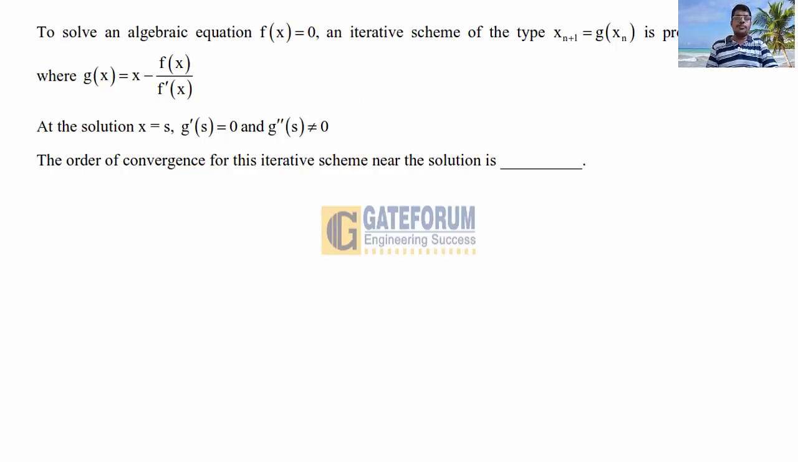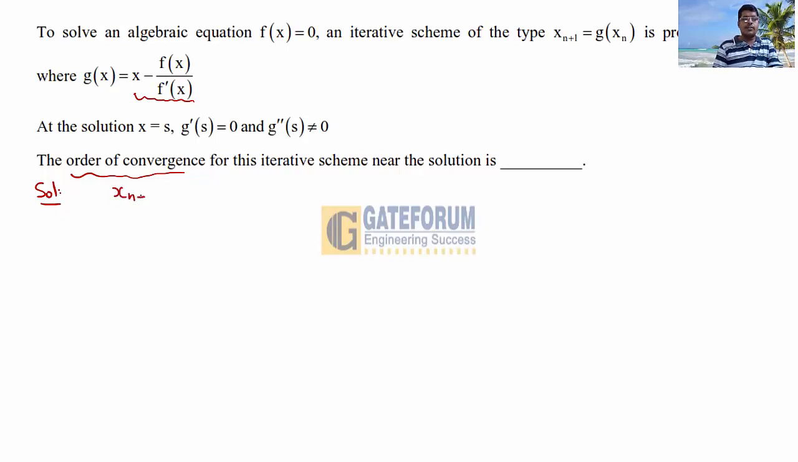This question is from engineering mathematics, from the topic numerical methods, subtopic numerical solution to algebraic equations f x equal to 0. So this looks like x minus fx by f dash x, the Newton-Raphson method iterative scheme. So the order of convergence, we know, is quadratic, that is 2. Anyhow, the solution; this is from GATE 2021.